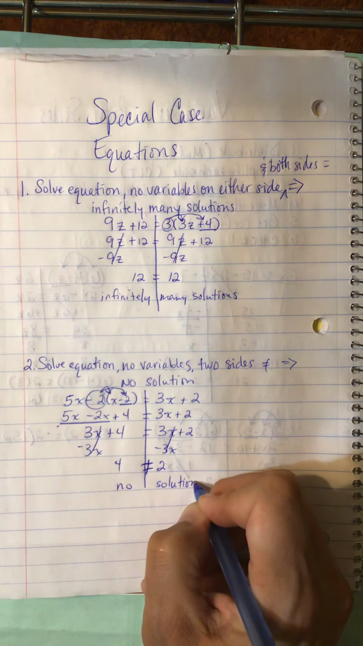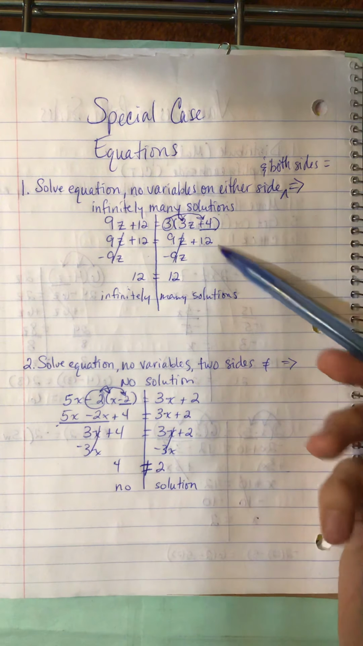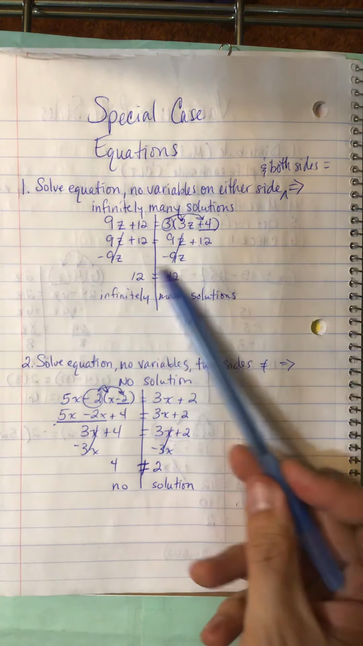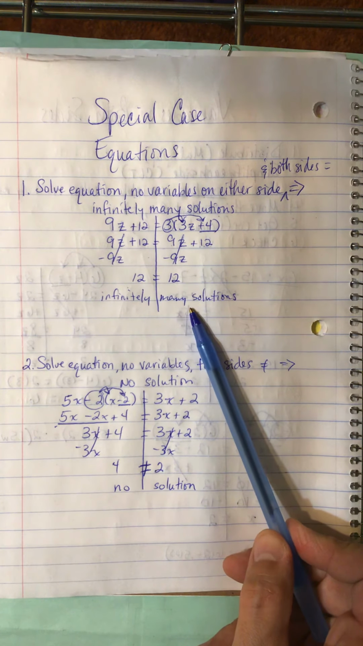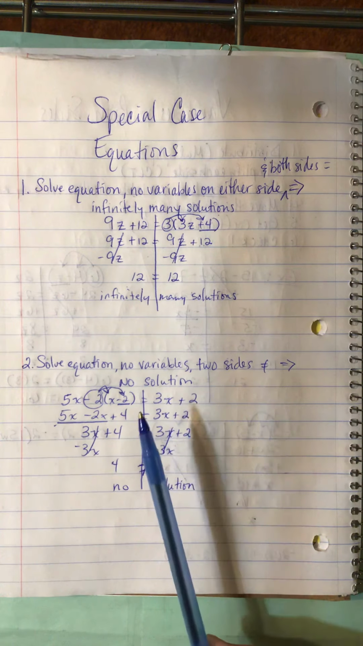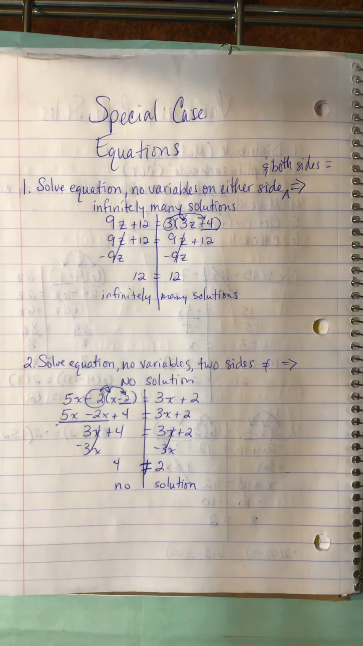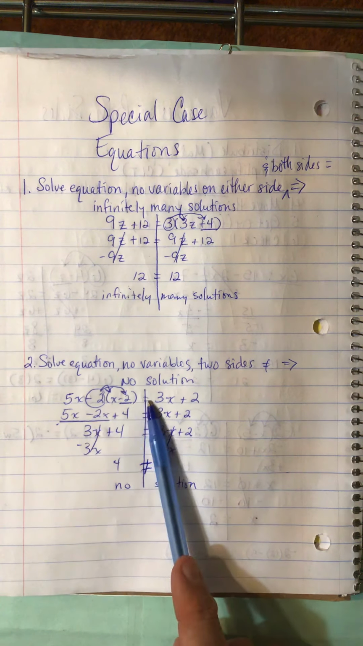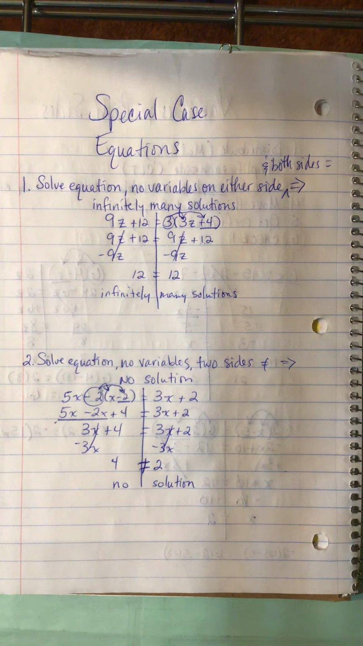We didn't do anything wrong. We followed the same process for all of our equations that we normally do with these two. But if we eliminate the variables and we have a true statement, then there are infinitely many solutions. If we eliminate the variables and we have a false statement, then that means no solution. That means no number that you substitute in for x is going to check out in this equation.